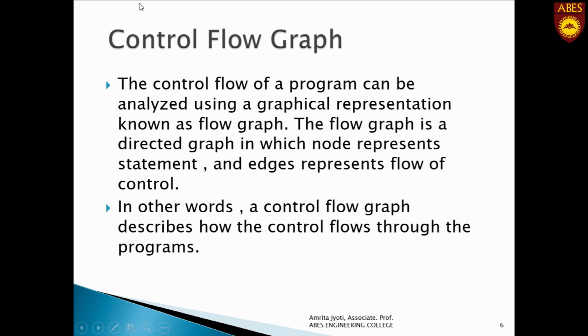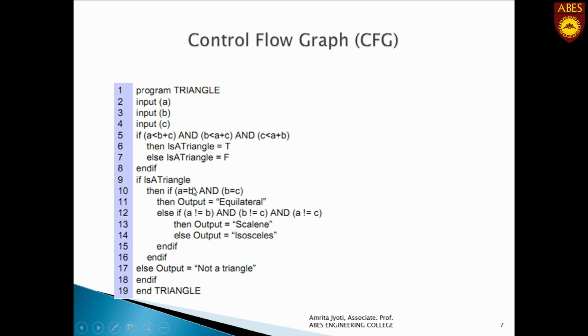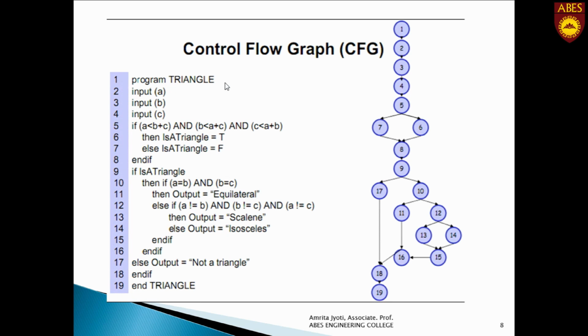Control flow graph. A control flow graph is a graphical representation of the software program. In this control flow graph, a single node represents a single statement of the software program, and an edge represents the flow of control between the nodes. So this is a simple example of the triangle problem. There are 19 statements, and from these 19 statements we create this control flow graph. The 19 statements represent the 19 nodes in this control flow graph, and the edges represent the flow of control between the nodes.